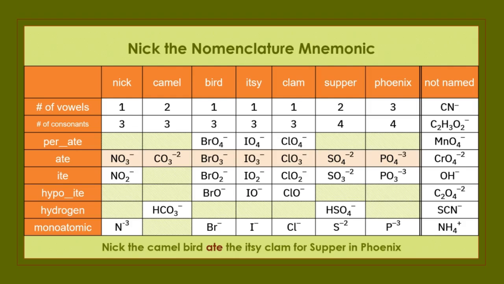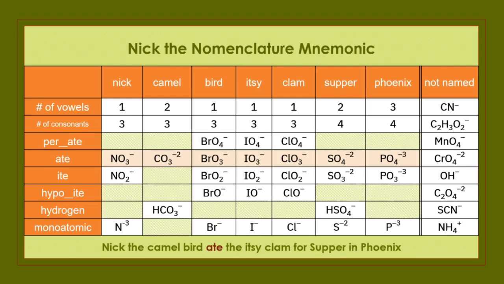Now, from many of them, we can also get an ite form. So we have nitrate and nitrite, bromate, bromite, and so on and so forth. We can also get the perbromate. It's going to have 1 more oxygen than the bromate. Periodate has 1 more oxygen than the iodate. Perchlorate has 1 more oxygen than the chlorate. Hypobromite has 1 fewer oxygen than bromite, hypoiodite, and hypochlorite. And also we get the hydrogen ions that we have to remember.